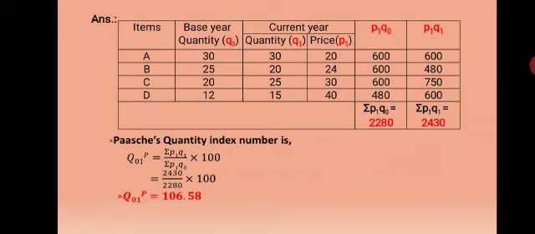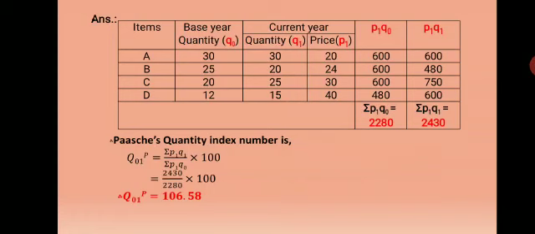First we will calculate P1 into Q0. That is 20 into 30, we get 600. Similarly, 24 into 25 is again 600. Then 30 into 20 is also 600. Then the last is 40 into 12, which is 480.